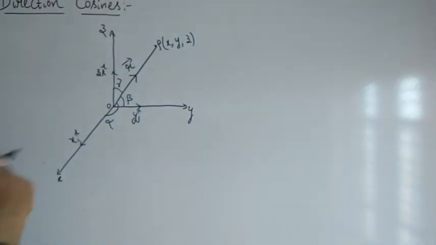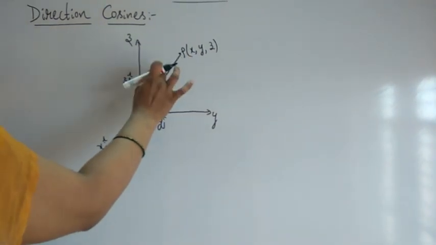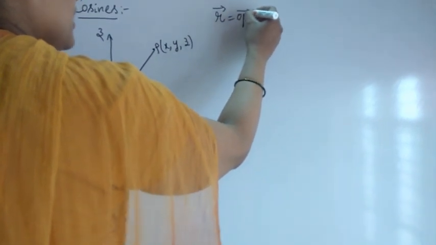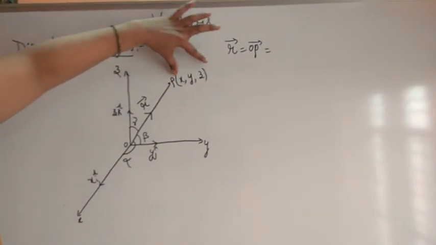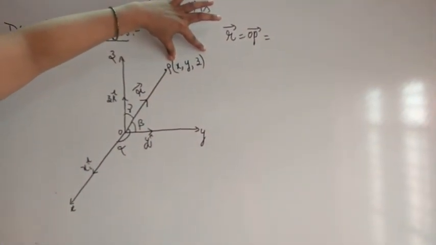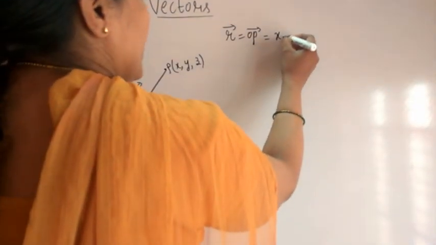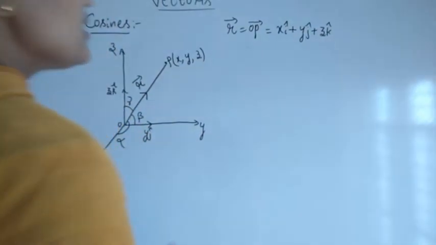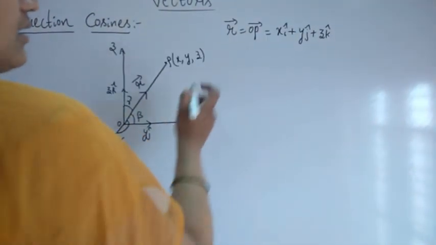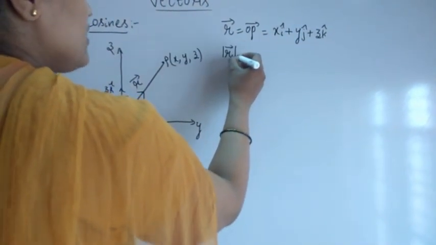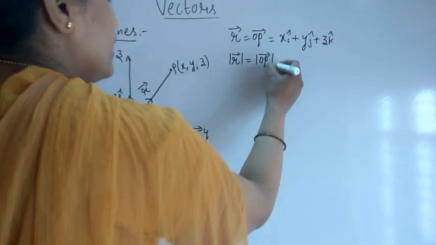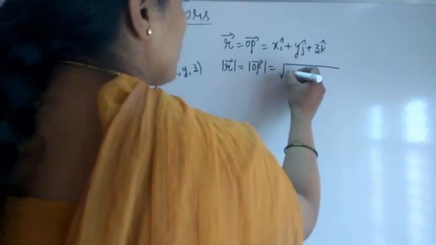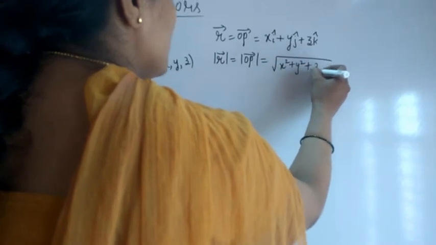Here we have the vector OP, which we represent simply as vector r. So vector r, that is vector OP, is equal to, since point P is in the form x comma y comma z, in the component form x i cap plus y j cap plus z k cap. If we find the magnitude of this vector, the magnitude of vector OP, which is the magnitude of x i cap plus y j cap plus z k cap, is the square root of x square plus y square plus z square.